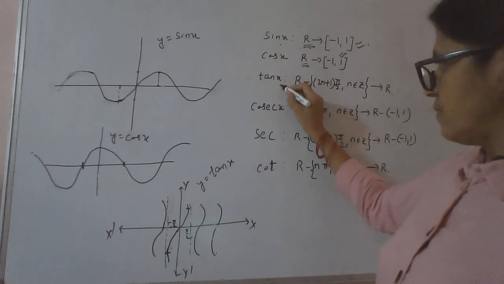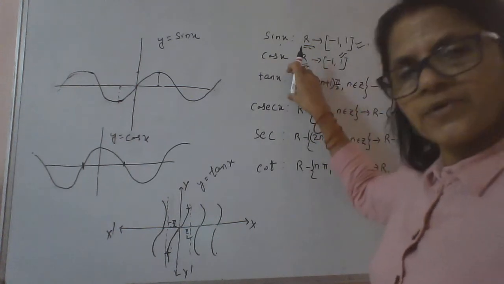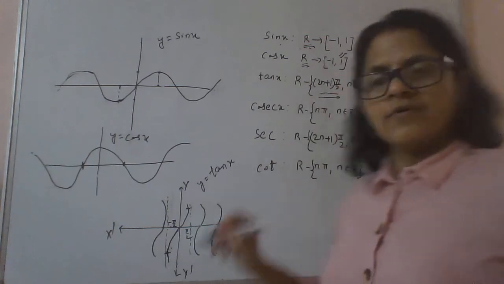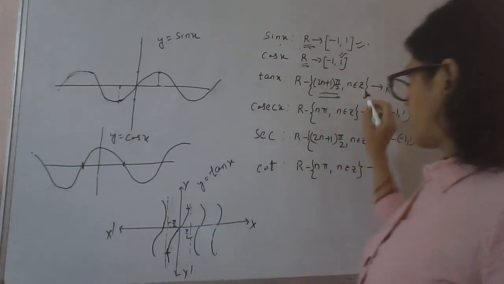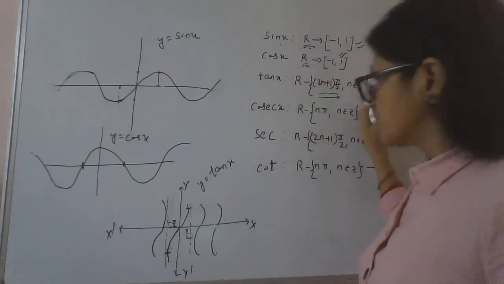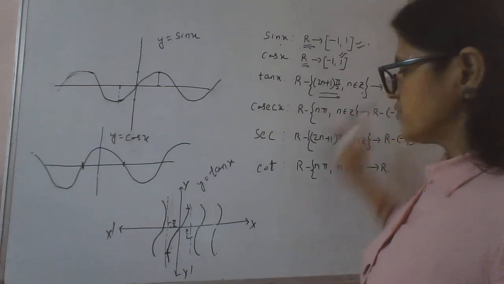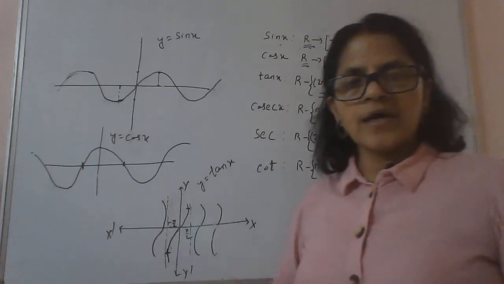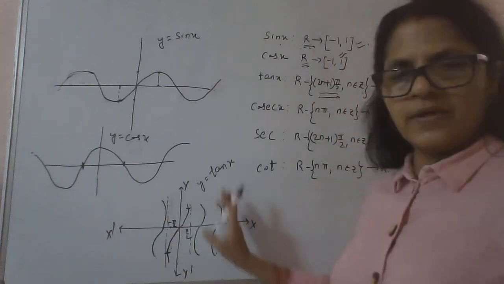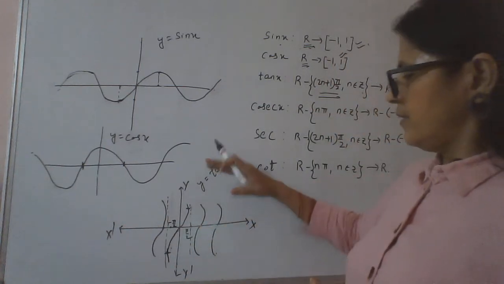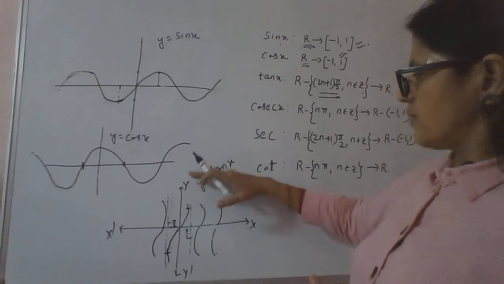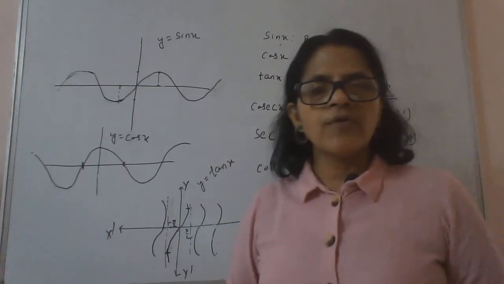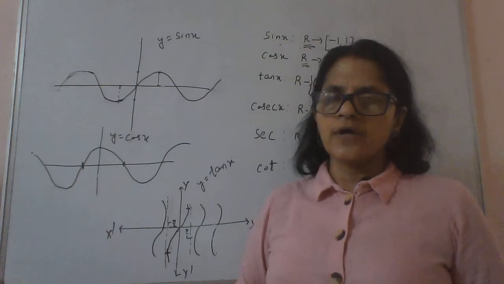So the domain of tan x is the set of real numbers except odd multiples of pi by 2, where n belongs to the set of integers, and for range, you can see the graph in both directions. The height of the graph can be anything, from minus infinity to plus infinity. So here range equals codomain is the set of real numbers.